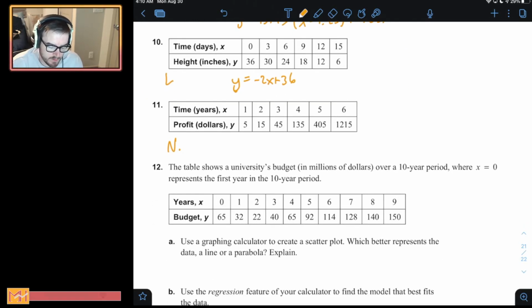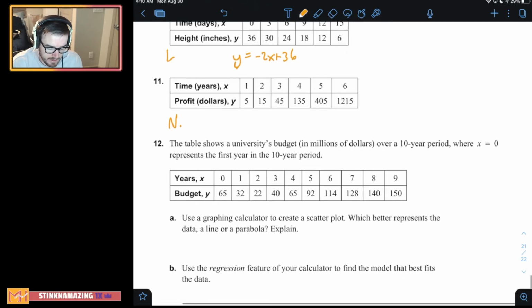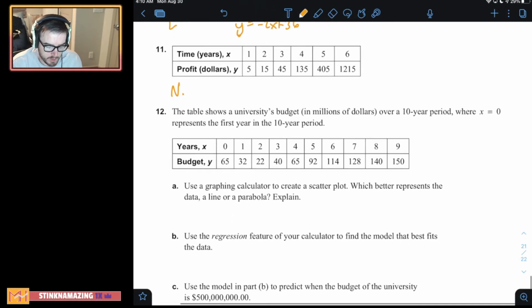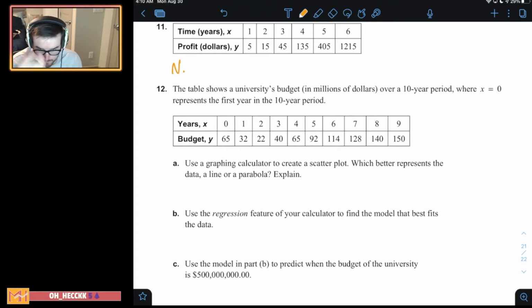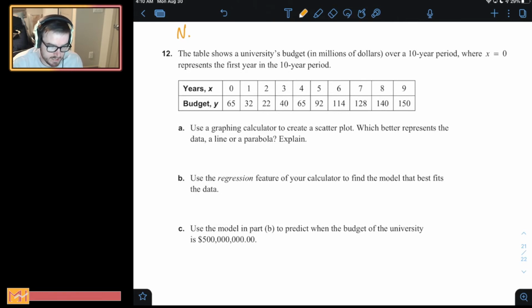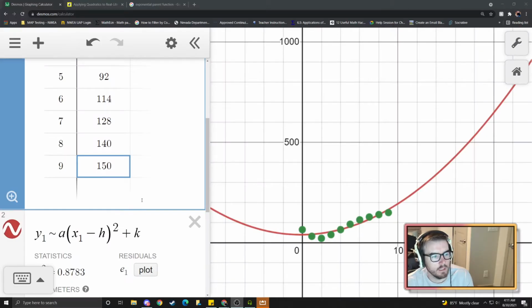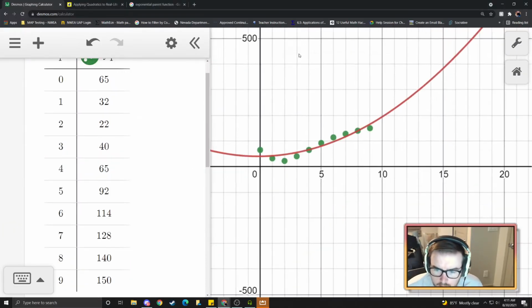The table shows a university's budget in millions of dollars over a 10-year period where x equals 0 represents the first year in the 10-year period. Use a graphing calculator to create a scatter plot. Which better represents the data, a line or a parabola? Use the regression feature to come up with a model, and then we're going to predict something. So let me pause for probably the last time here. All right, and we're back.